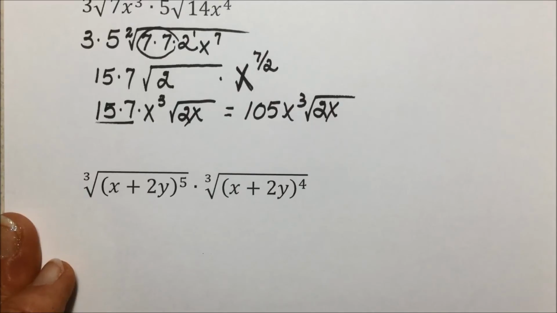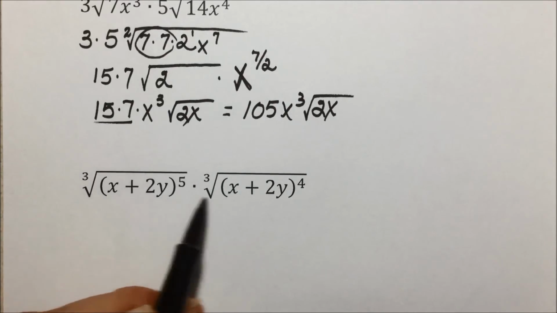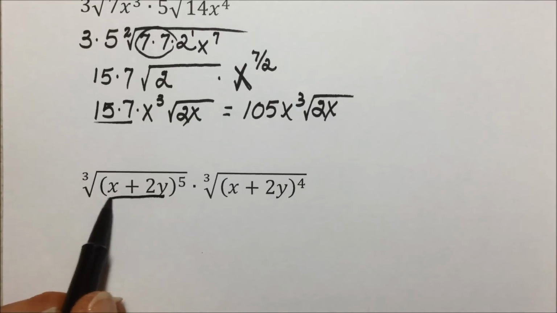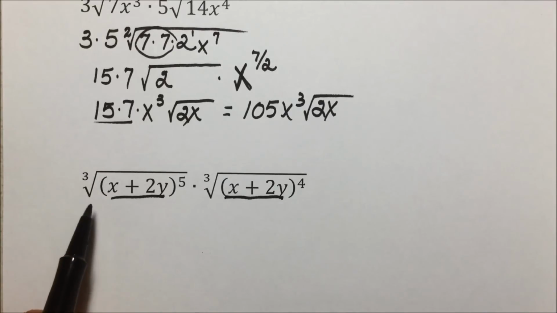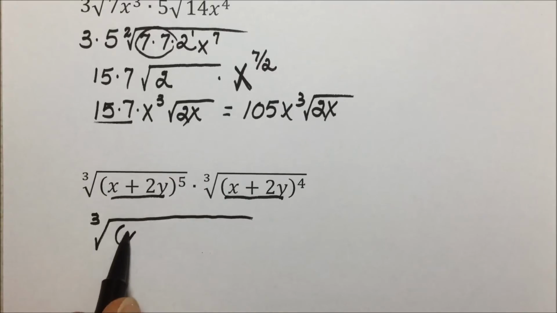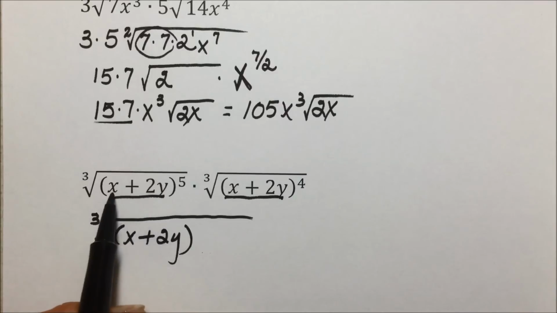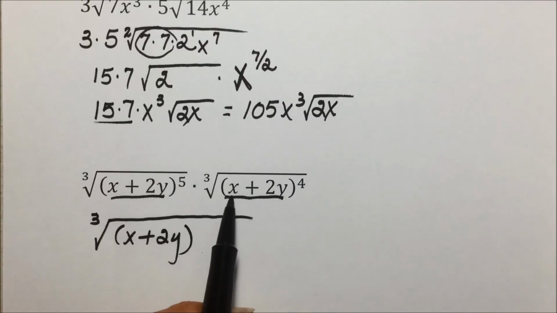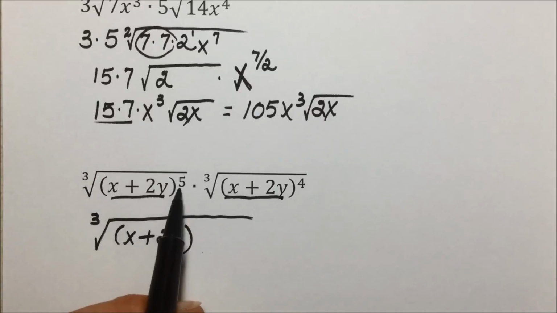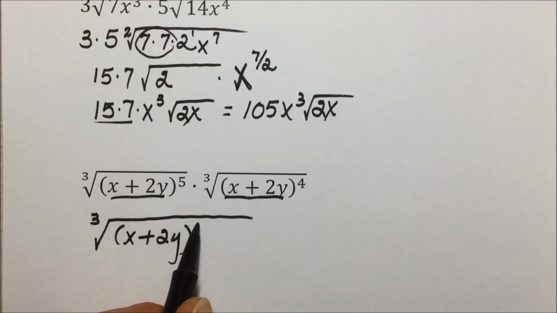In this last example, we're taking the cube root of these quantities. They happen to be the same binomial. Multiplication of radicals we can combine underneath a single radicand, and since these are common bases multiplied together, we can add our exponents. x plus 2y to the 5th power times x plus 2y to the 4th. Common bases, add the exponents, means we have this to the 9th power.